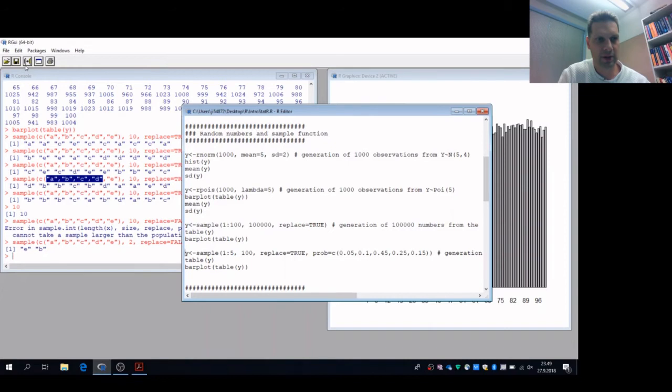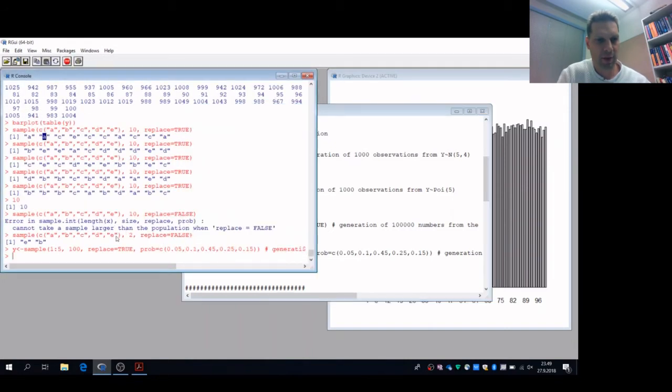So if I do this line, the probabilities are given here, prob equals. It should be noted that these probabilities must sum up to 1. So for each of the five elements which are to be sampled, I give a specific probability this way. This probability is related to the value 1. This probability is related to the value 2. This is for value 3. This is for 4, and the last one is for value 5.